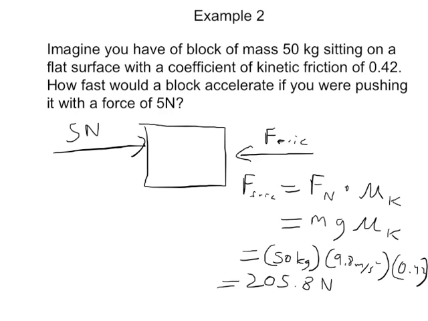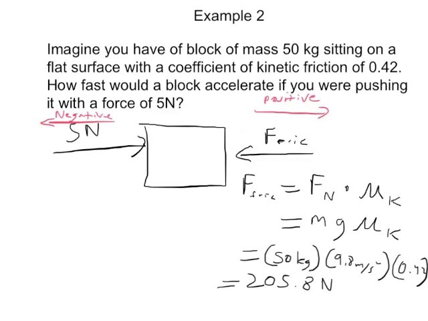Okay, so now that we know both forces, we can calculate the net force. For this example, let's imagine that this is a positive direction and this is a negative direction. This means that the force you're exerting on the box, the 5 newtons, is pointed in the positive direction, while the force of friction will be pointing in the negative direction.